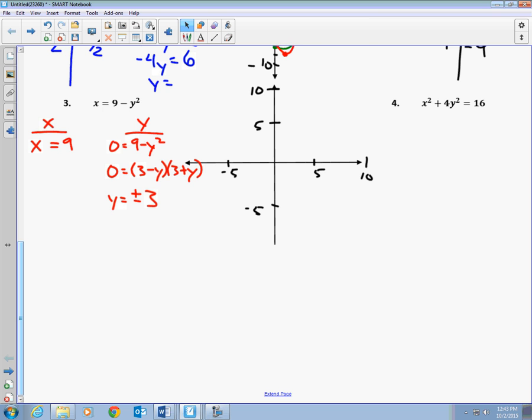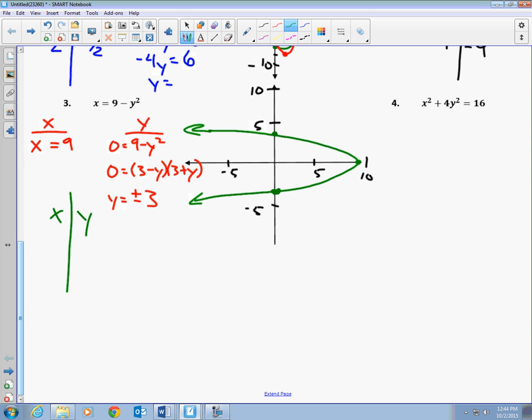So I'll plot that. X value of 9, y value of positive 3, and negative 3. Huh, what do you think this looks like? Similar to the last one. Parabola just sideways. Instead of x being squared, the y is squared.